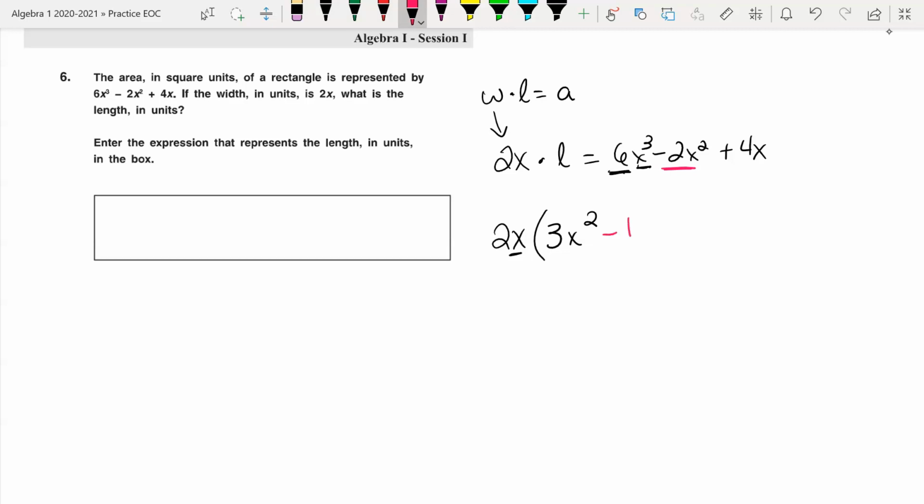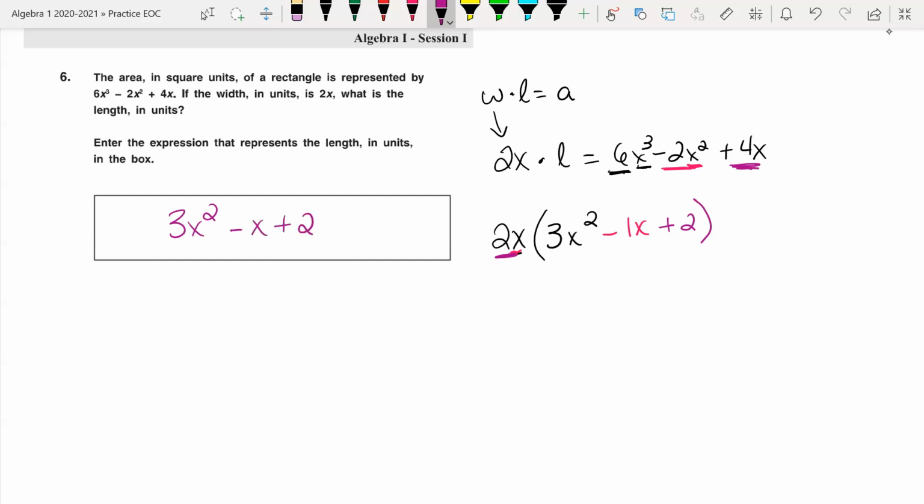2 times negative 1. Well, there's two x's, I only have one, so I'm going to write one x here. And then lastly, I have positive 4x. I want to multiply it by 2. I don't need an x to get that. So the length is 3x squared minus x plus 2.